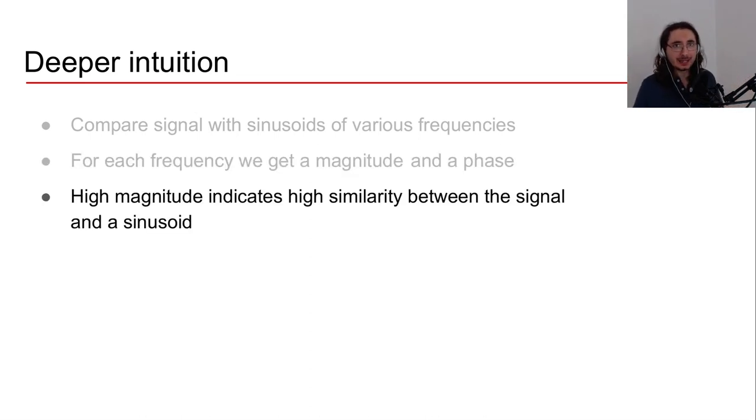Well, the magnitude tells us how similar the original signal and the pure tone or the sine tone are. So the higher the magnitude, the higher the similarity between the original signal and the sinusoid with that specific frequency. Now, we'll take a look at the phase in a few minutes, but here, this is kind of like the deeper intuition, but still, it may feel a little bit abstract.